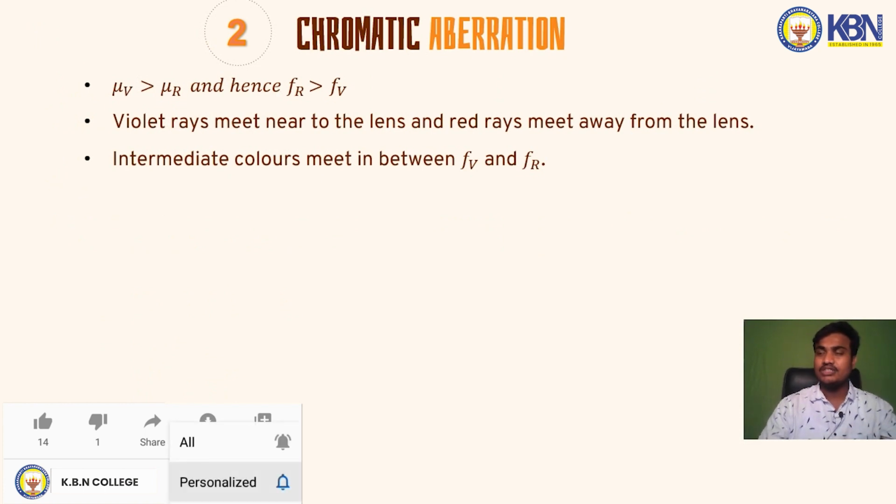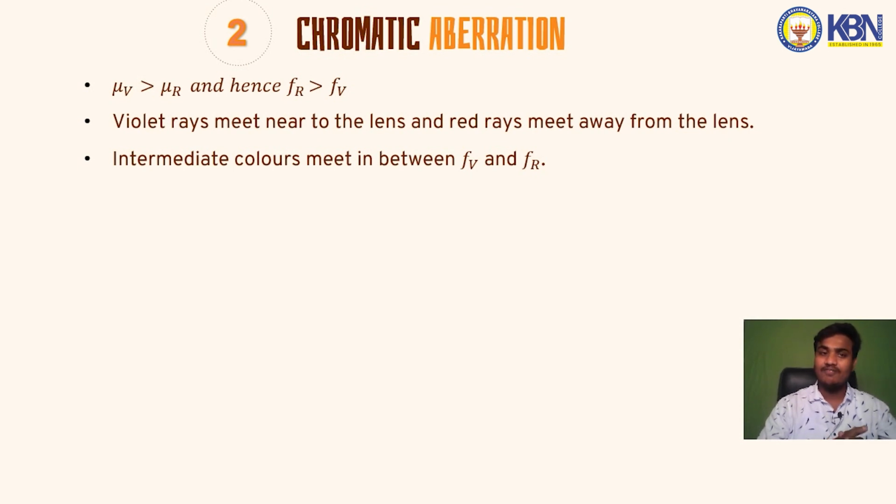Now, chromatic aberration: we know that the refractive index varies with color. The refractive index of violet color is greater than the refractive index of red color, which means that the focal length of red color is greater than the focal length of violet color.